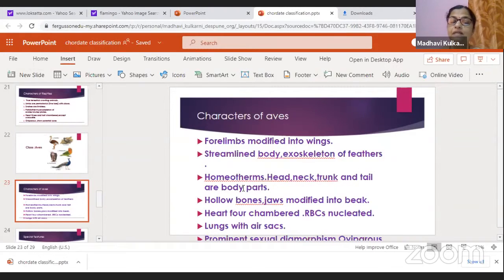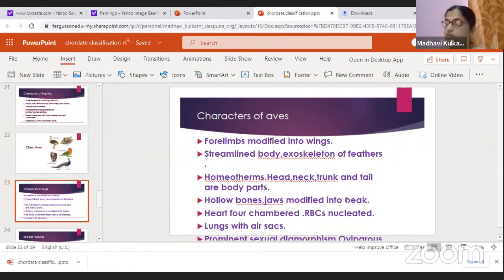They are the body parts. They have hollow bones. Yes, they are called pneumatic bones, or the cavities are there in their bones. Again, it is an adaptation for making their body weight lighter. Their jaws are modified into a beak. As they have lost their forelimbs, they pick up the food material only with the help of the beak.